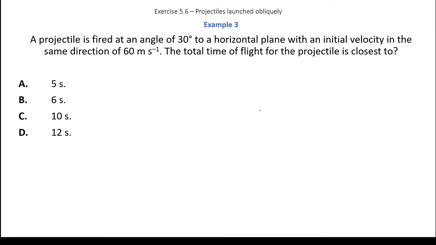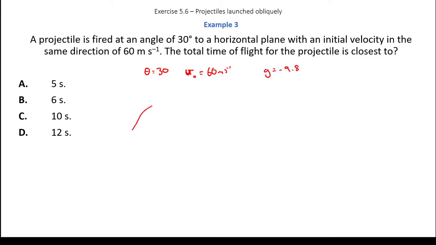Example 3. A projectile is fired at an angle of 30 degrees to the horizontal, with an initial velocity in the same direction of 60 meters per second. The total time of flight for the projectile is closest to what? So we have theta equals 30, v naught of 60 meters per second. That's what we're given. We know g is equal to negative 9.8.